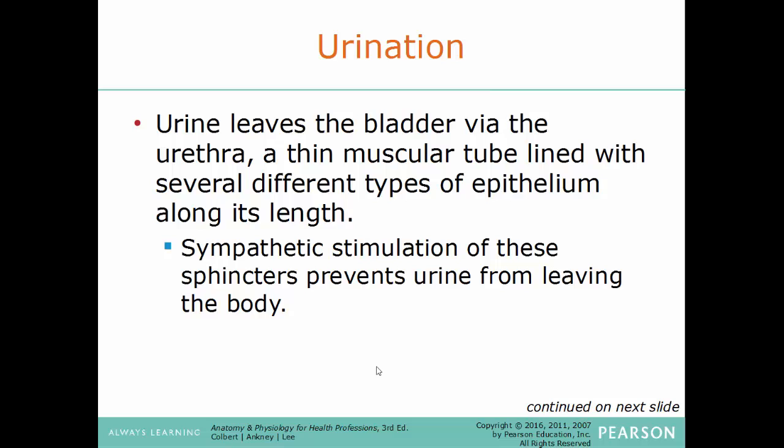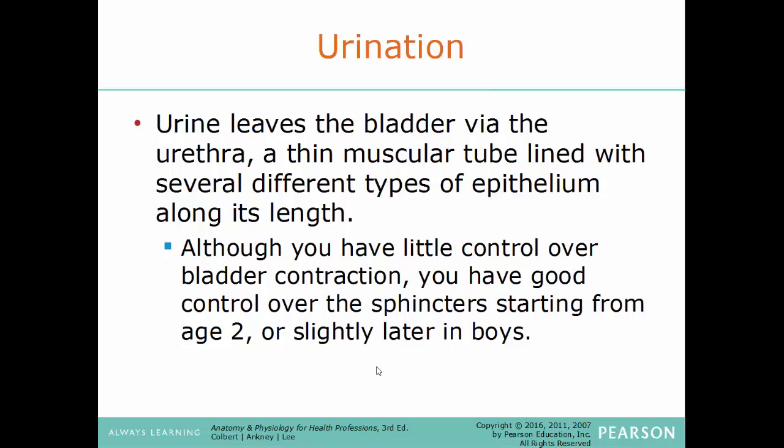Now, sympathetic stimulation of these sphincters prevents urine from leaving the body. Although you have little control over bladder contraction, you do have good control over the sphincters starting from age 2, or a little bit later than that in young boys.